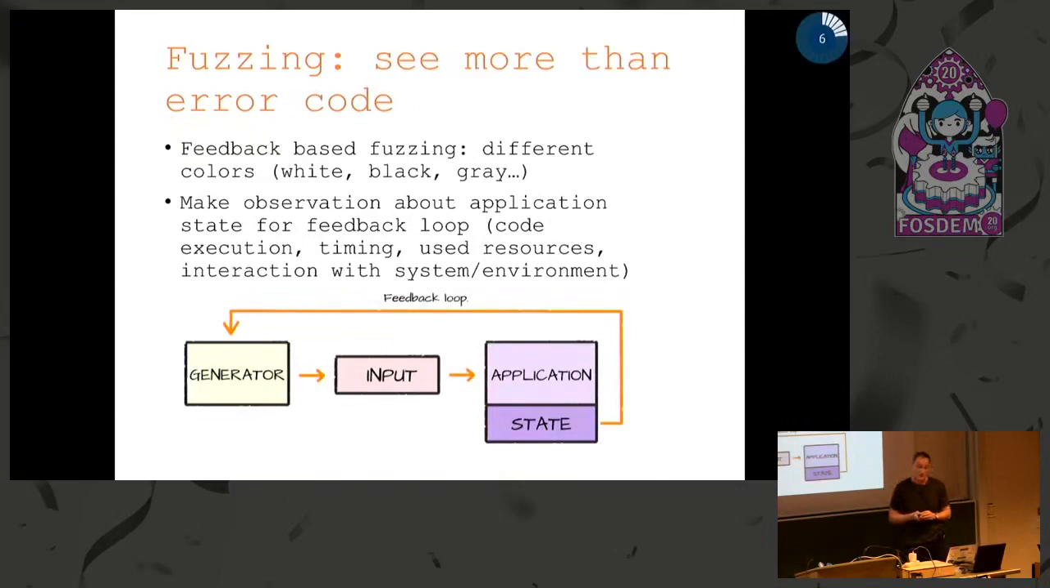Another way to improve the fuzzer is introducing the feedback loop. So in the feedback loop, essentially we get some feedback from the running application about the application state. And this state can be measured in different ways. The most popular one is the coverage, code coverage. But we also can think about other things like timing, CPU resources, and how the application behaves with the environment.